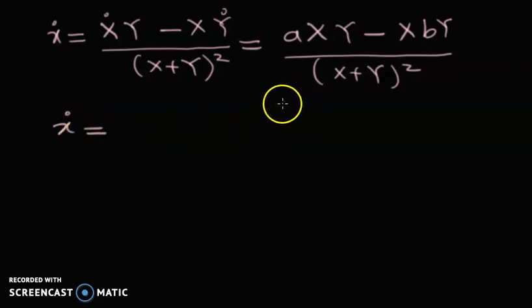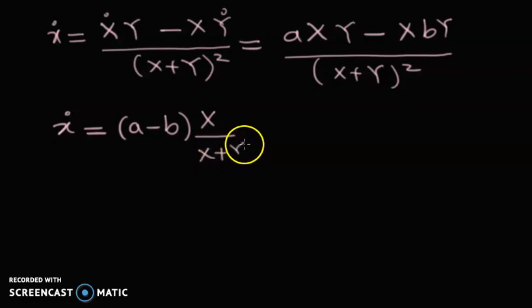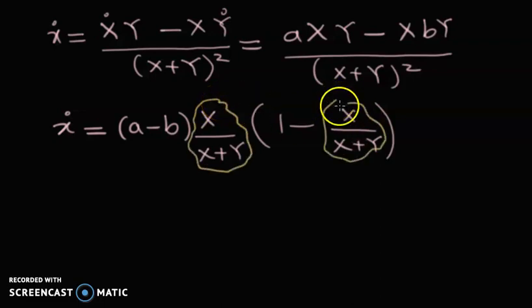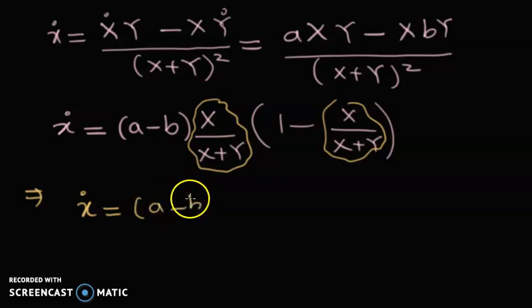So you can perform some algebraic manipulations and show that this is equal to a minus b times x over x plus y times 1 minus x over x plus y. But now this quantity is equal to small x and this also. So that means that the time derivative of small x is going to be a minus b times x times 1 minus x.